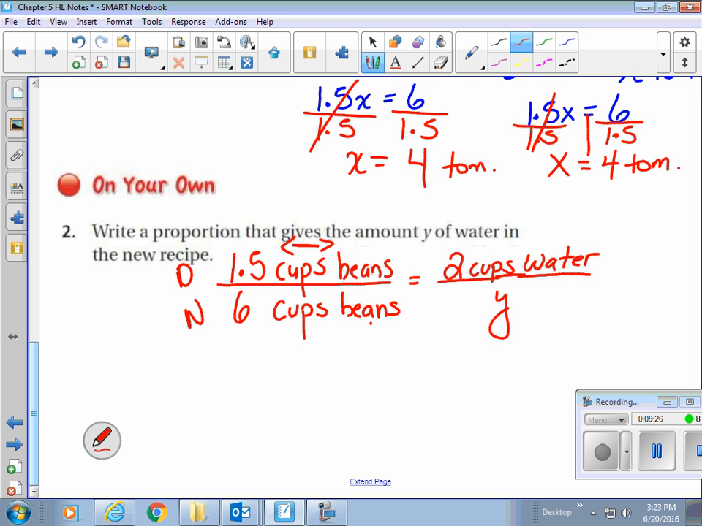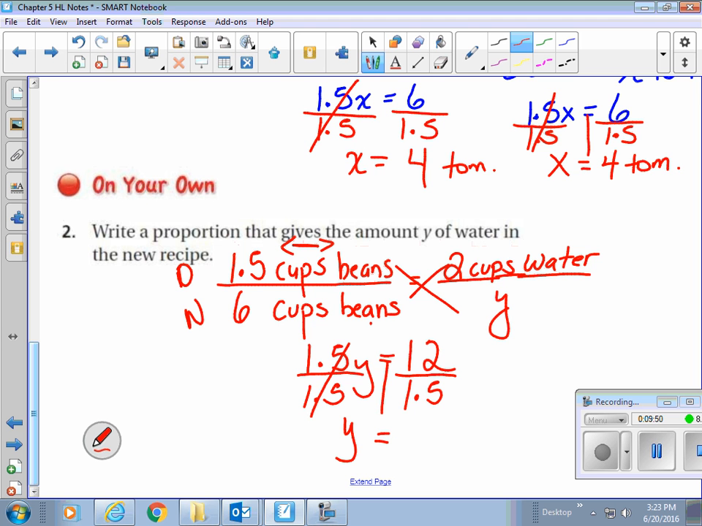Alright, so again, we could do our cross products here. I got 1 5/10 y. 6 times 2 would give me 12. I'm then going to divide both sides by 1 5/10 to get my y alone. What I do to one side, I must do to the other. 12 divided by 1 5/10 would leave me with 8 cups of water that I would need.